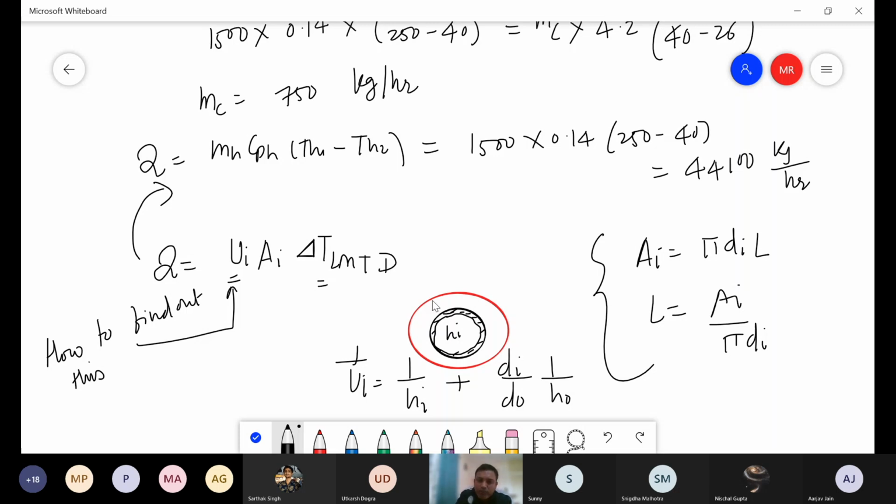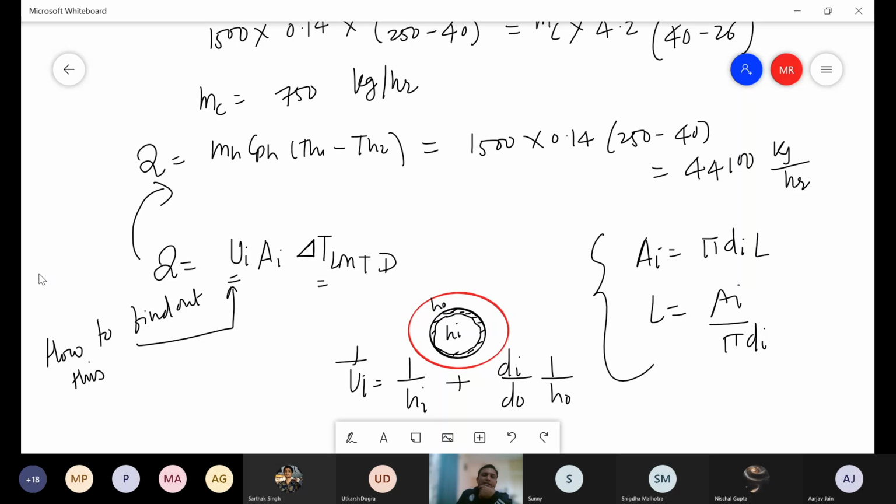H naught will be the heat transfer coefficient here. And since in between there is a metal wall, metal being a very good conductor of heat, we don't have to worry about the resistance offered by the metal wall. So that we have eliminated from here. So 1 by UI is 1 by HI plus DI by D naught, 1 by H naught. Do you all agree? Does it make sense? Yes, sir.